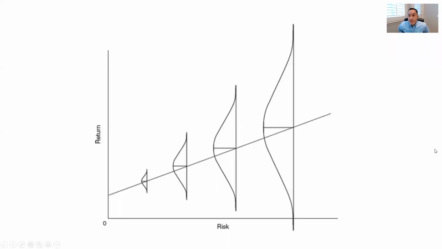Hi, this is Jeng, and today we're going to be talking about bridge lending. And I want to start with a picture.